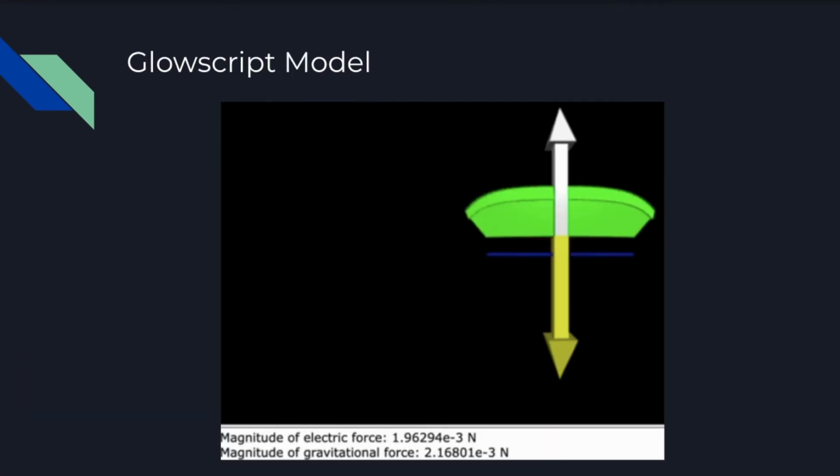So here's my Glowscript model. This is what I got after I ran the Glowscript code. You can see the magnitudes of the electric force and gravitational force change after the experiment, or as a result of the experiment. I'm also going to give you some time just to look over the model.